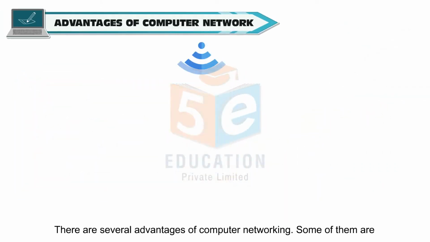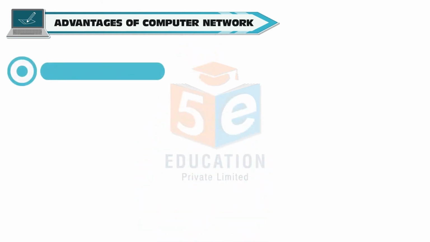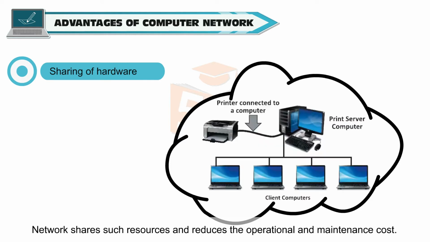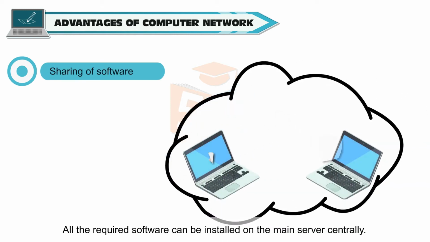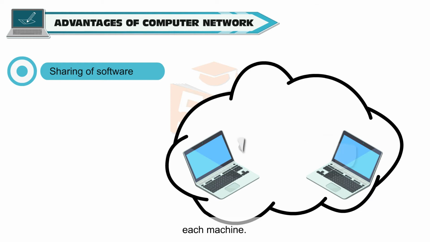There are several advantages of computer networking. Some of them are sharing of hardware. Large printers and storage media are very expensive. Network shares such resources and reduces the operational and maintenance cost. Sharing of software. All the required software can be installed on the main server centrally. All the connected users can access it when required. It saves the cost of licensing on each machine.